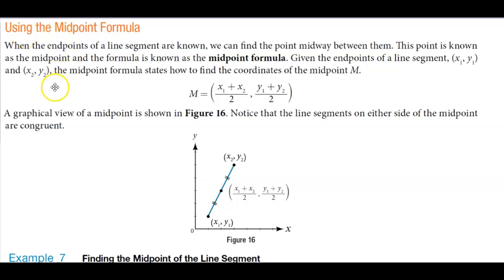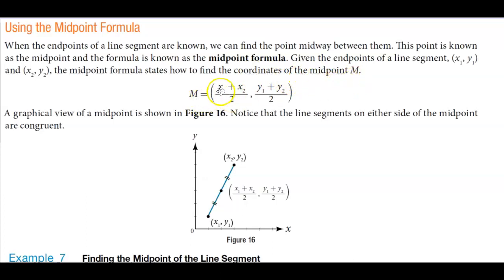Okay, using the midpoint formula. When the endpoints of a line segment are known, we can find the point midway between them. This point is known as the midpoint, and the formula is known as the midpoint formula. Given the endpoints of a line segment, x1, y1 and x2, y2, the midpoint formula states how to find the coordinates of the midpoint m.